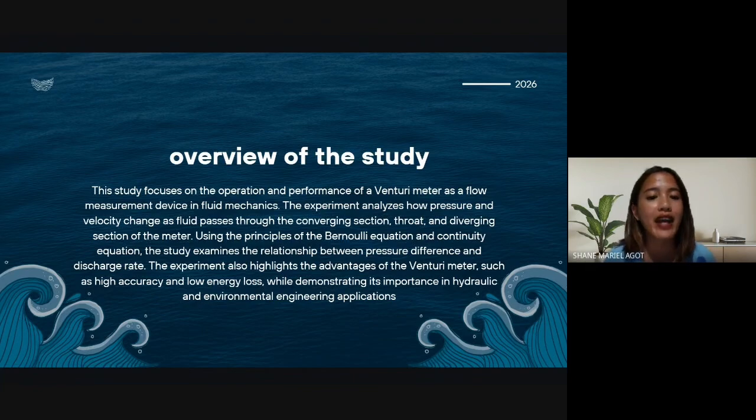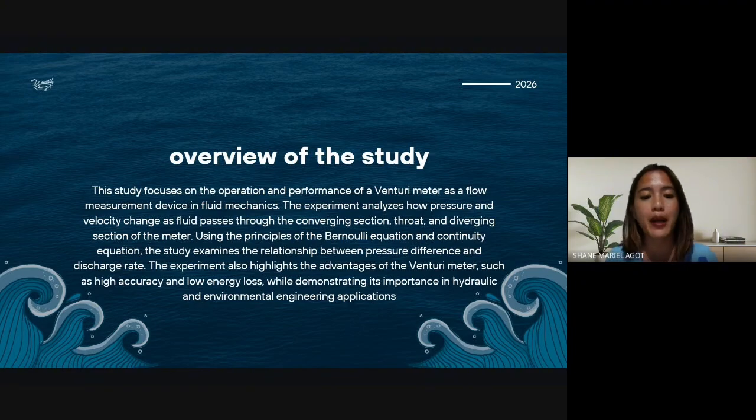So the device consists of three main sections: the converging section, the throat, and the diverging section. In the converging section, the fluid accelerates as the pipe diameter decreases. At the throat section, the velocity reaches its maximum while the pressure becomes lowest. In the diverging section, the pipe gradually expands, allowing the fluid to slow down and recover part of its pressure.